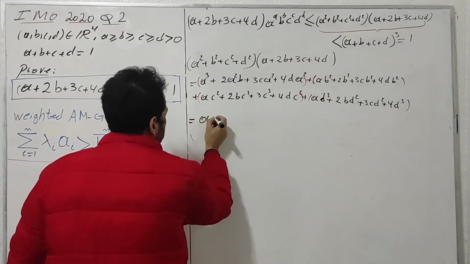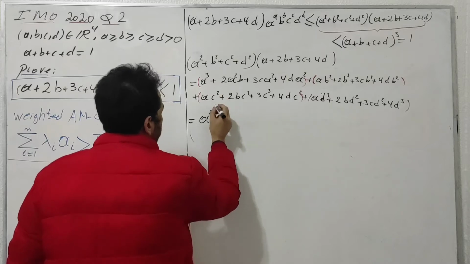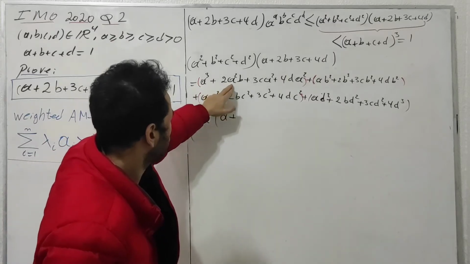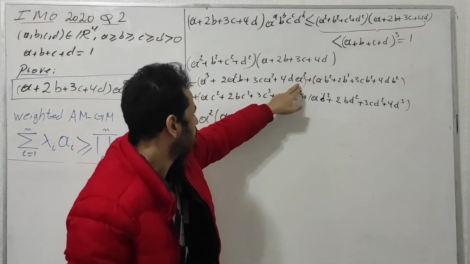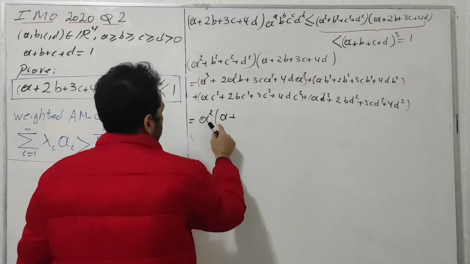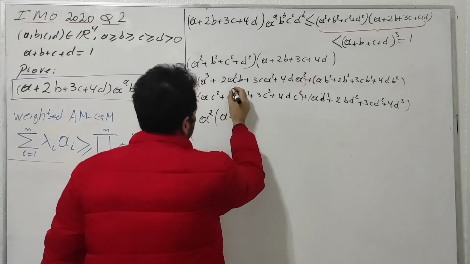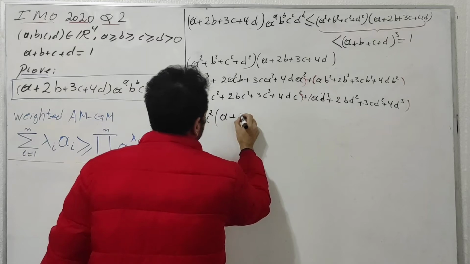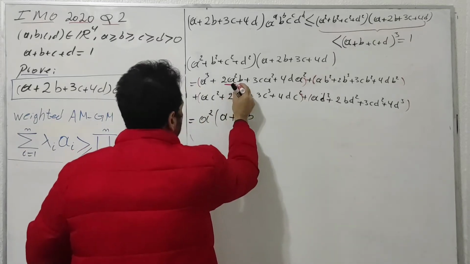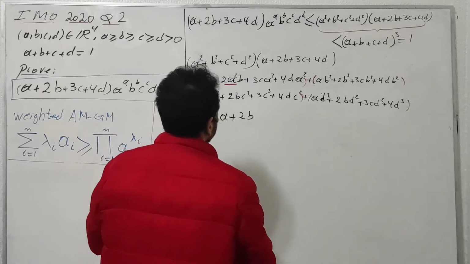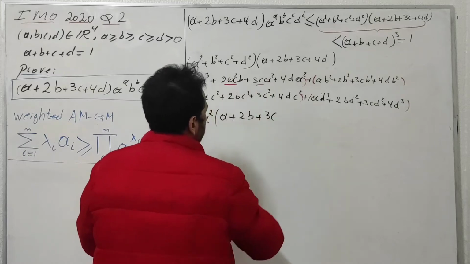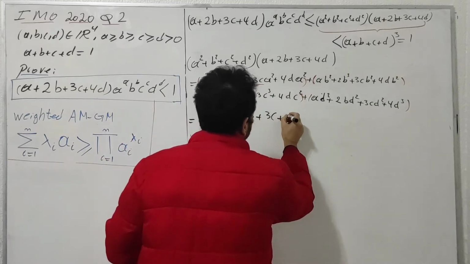This one is giving me a square multiplied by a, the first term. So I'm collecting all the terms which have a square and putting it as a common factor. Okay, so we'll get a square multiplied by a plus the second term 2b, this one. For the third term, I will add 3c. For the fourth term, I will get 4d.